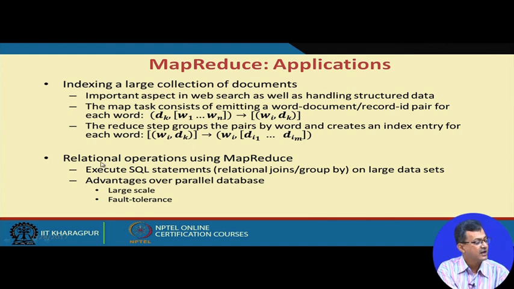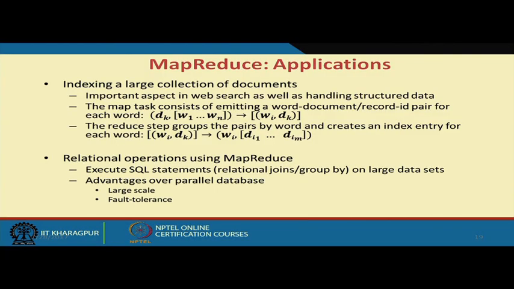There are also applications in relational operations using MapReduce. We can execute SQL statements, relational join, and group by on large sets of data, exploiting the advantages of parallel databases: large scale and fault tolerance. As we have seen, there is a group by clause and so on, so some sort of relational operations we can execute.